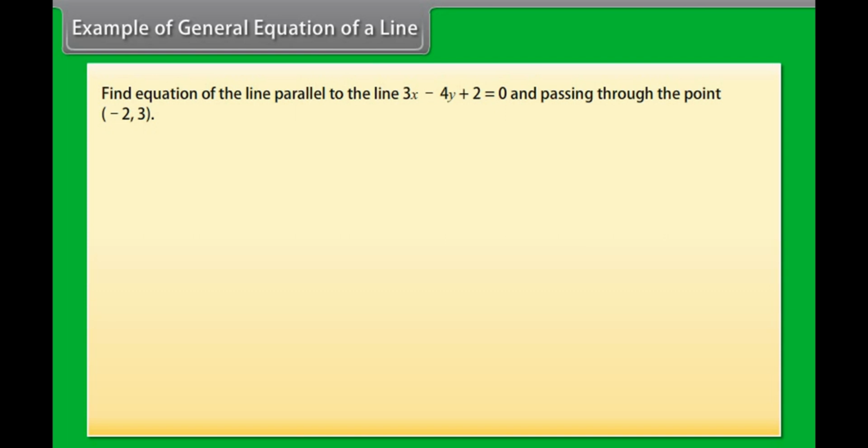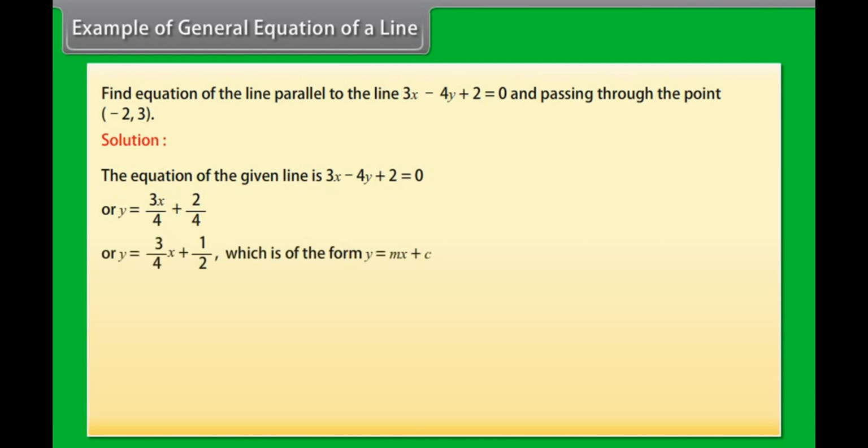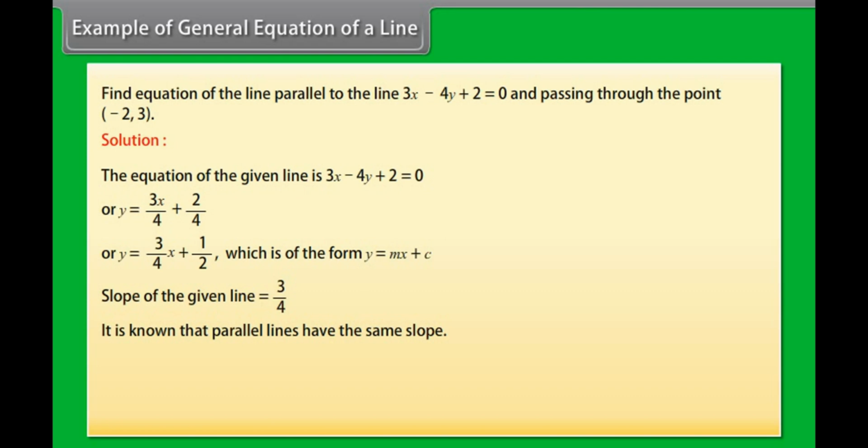Example of general equation of a line. Find the equation of the line parallel to the line 3x - 4y + 2 = 0 and passing through the point (-2, 3). Solution. The equation of the given line is 3x - 4y + 2 = 0, or y = 3x/4 + 2/4, or y = 3x/4 + 1/2, which is of the form y = mx + c. Slope of the given line is 3/4. It is known that parallel lines have the same slope.